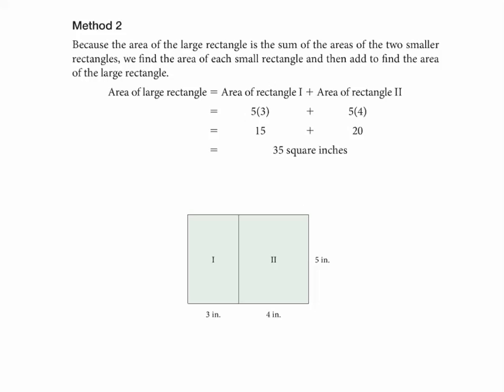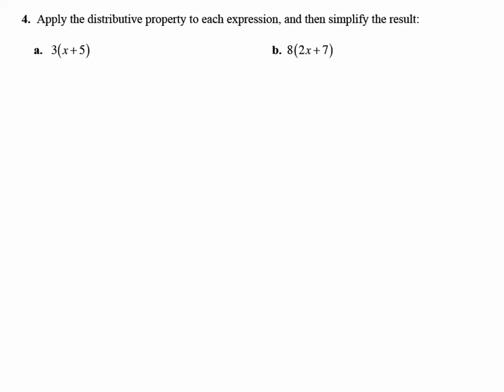Alright, so let's go for it. Some problems for us to try. Hopefully you already tried it, but what's happening here is you have to distribute this 3 over to the x and then over to the 5. So 3 times x is 3x, and 3 times 5 is 15. And don't hesitate to pause this if I'm going too fast. With B, again, we're going to distribute the 8 to the 2x as well as the 7. So 8 times 2x is 16x, and 8 times 7 is 56. Again, just practicing the distributive property.